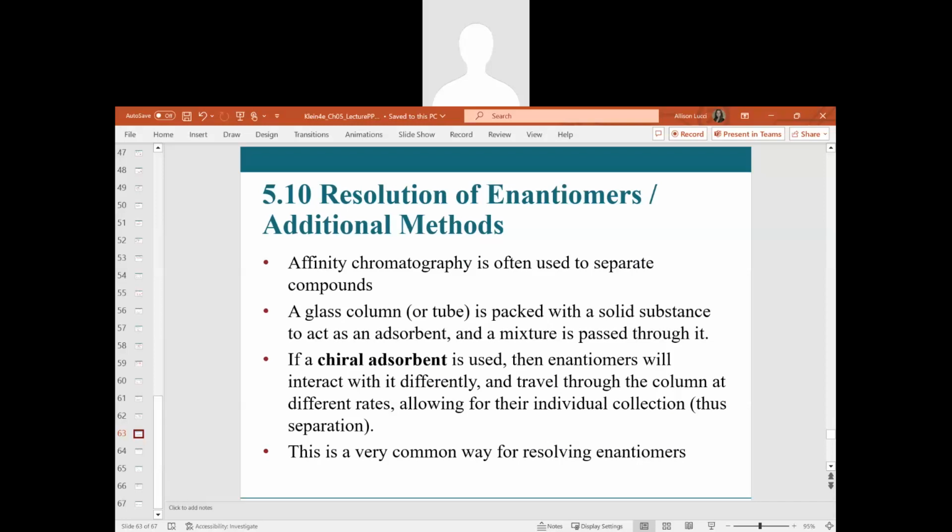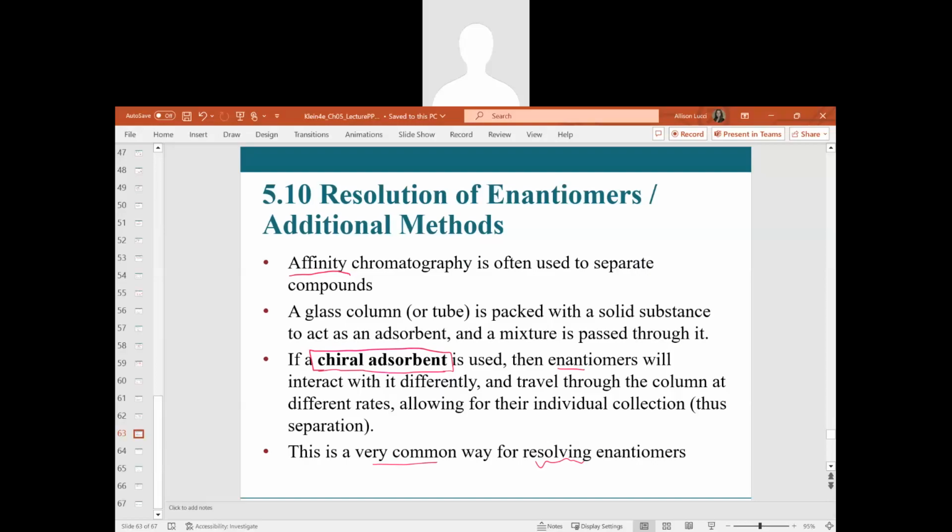So there are some additional methods of resolution of enantiomers. So we could use column chromatography, something called affinity chromatography, where different compounds have different affinities or different attractions to something called an adsorbent. So we have a glass column, and then it's packed with this adsorbent, specifically a chiral adsorbent. So the enantiomers would interact differently as it passed through. So the R and the S would absorb at different rates as it passed through the column. And this is a very common way to resolve enantiomers.